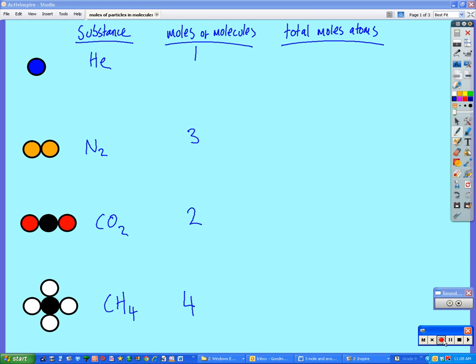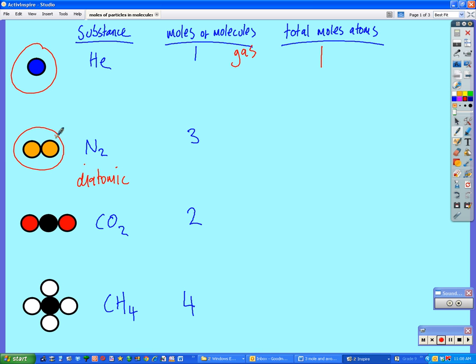So if we can imagine having helium, if we've got 1 mole of molecules of helium, each molecule of helium only contains 1 atom. So if we've got 1 mole of molecules, or 1 mole of gas of helium, we've only got 1 mole of atoms. But nitrogen, a diatomic gas, which has got 2 atoms per molecule, then we have a slightly different case.